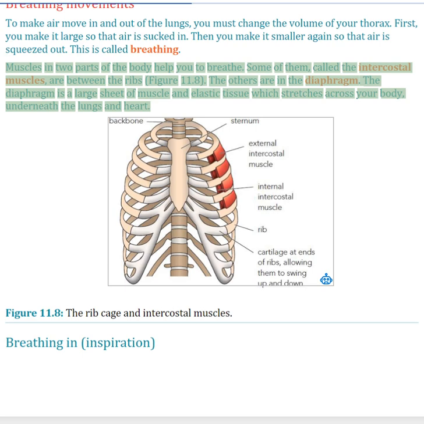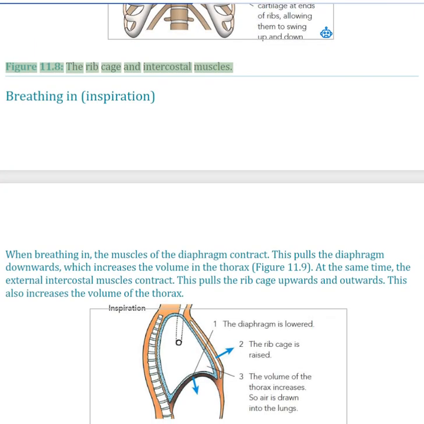The diaphragm is a large sheet of muscle, an elastic tissue which stretches across your body, underneath the lungs and heart. Figure 11.8. The rib cage and intercostal muscles.